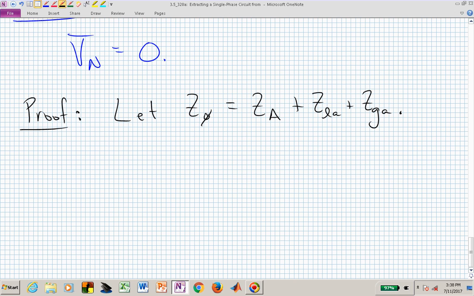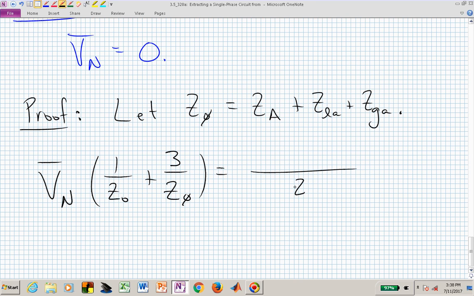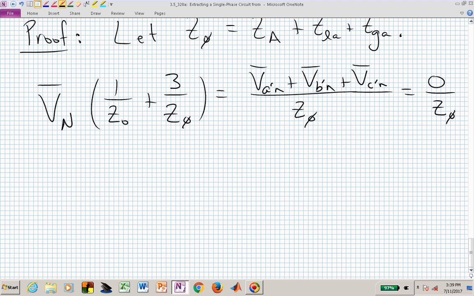So from our KCL equation, we can say that V sub n times 1 over Z sub 0 plus 3 over Z sub phi is equal to, and again, what we had over on the right-hand side was V sub a prime added to V sub b prime plus V sub c prime. All of those had the same denominator, but now what did we say if we have a balanced three-phase system? We said that those sum to 0. We're assuming that we have some non-zero impedance going on. So in fact, this on the right is 0. We're dividing by a non-zero term, so that's okay. We have 0 on the right.